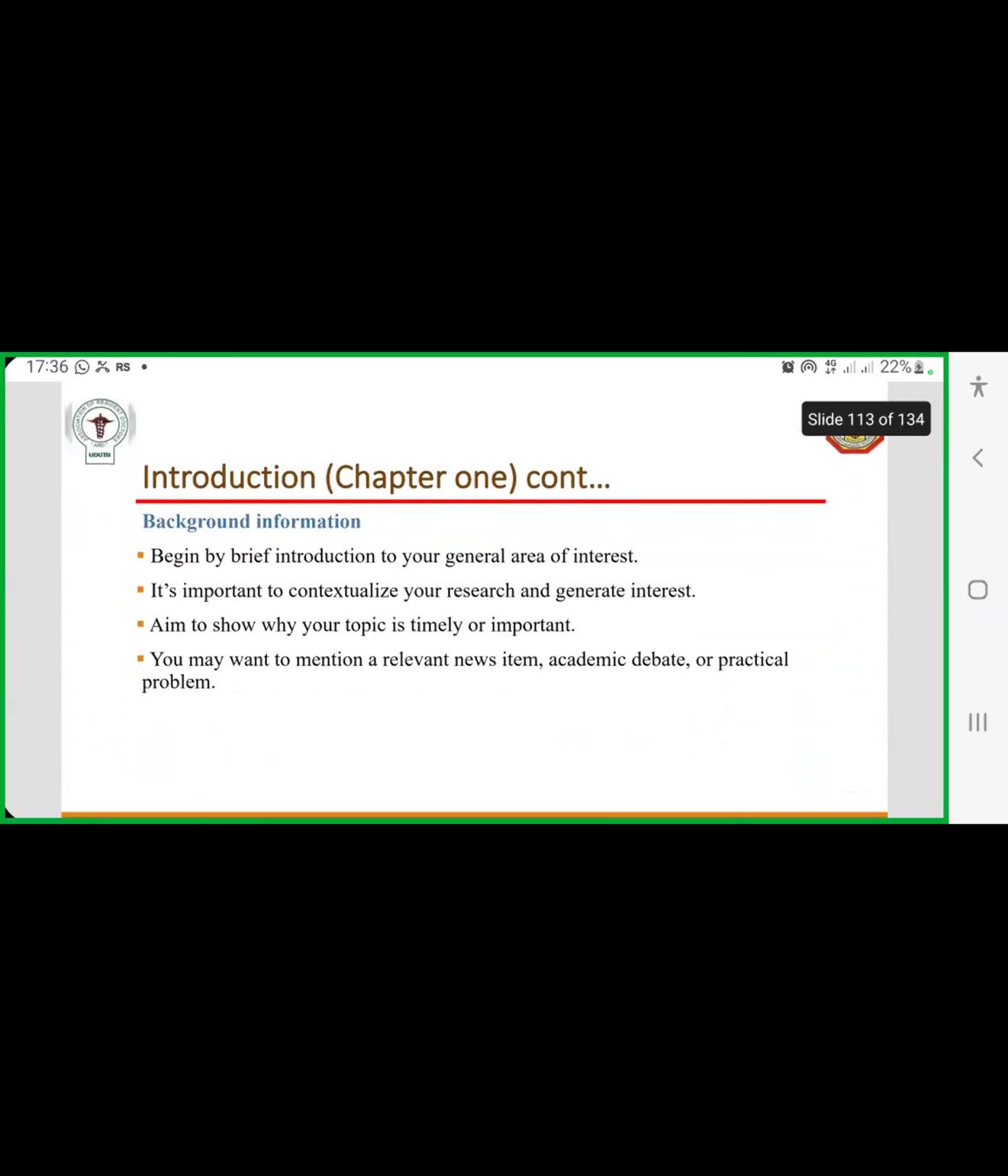So, background. Begin with a brief introduction of your general area of interest. It is important to contextualize your research and generate interest, because it is from your background that some readers will have interest in the research.